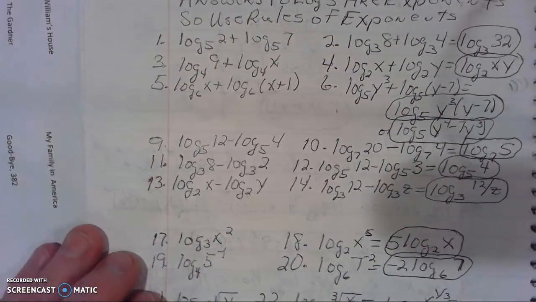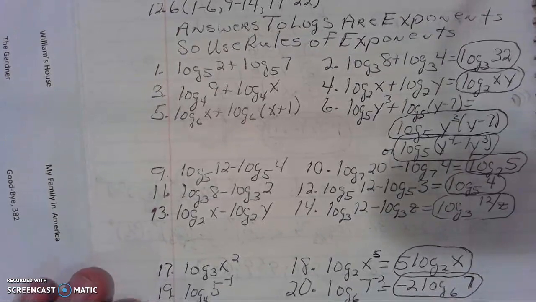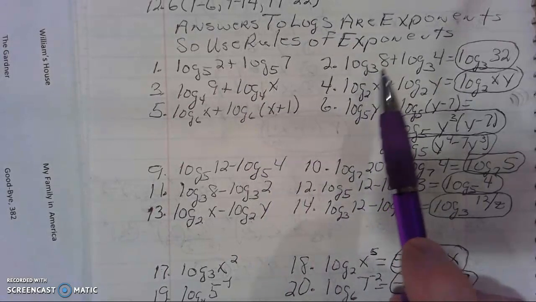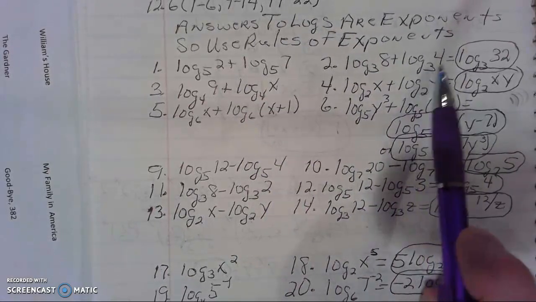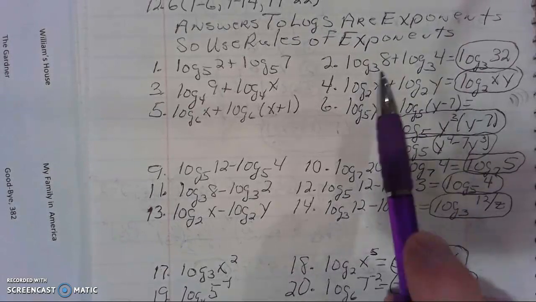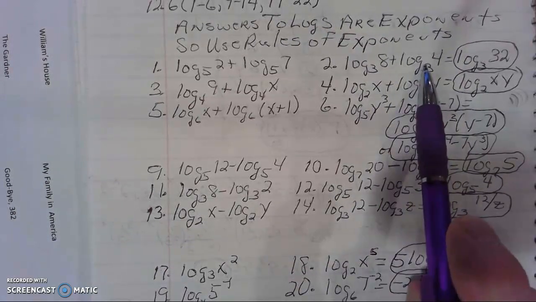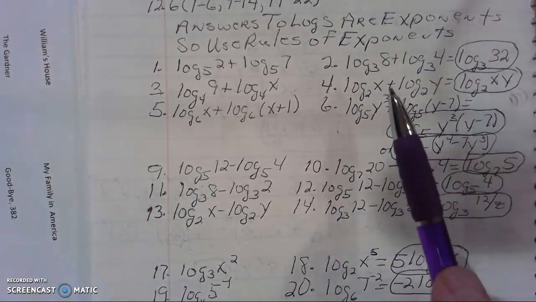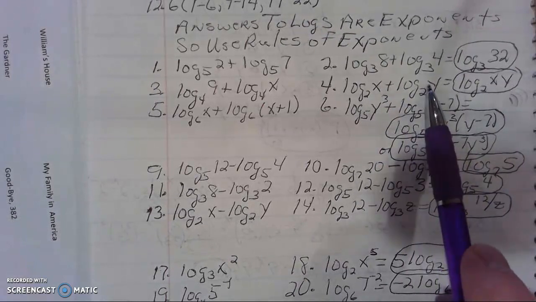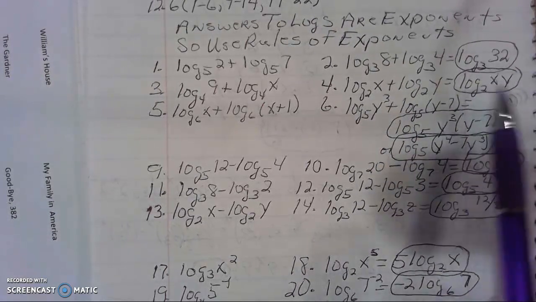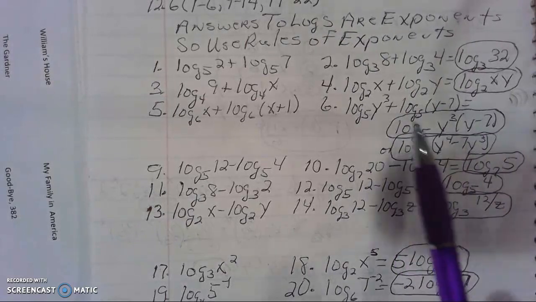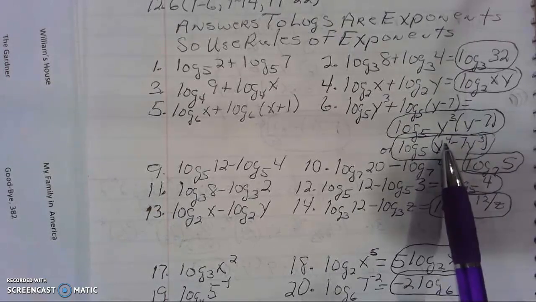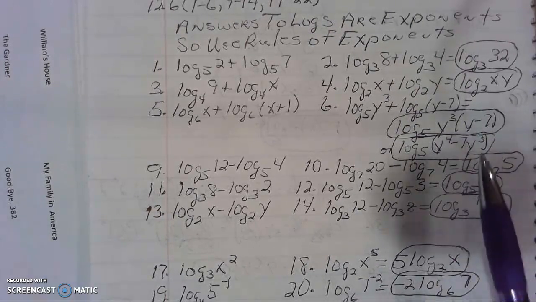12.6, the three main rules of logarithms are the same as exponents. If you are adding logs like here, log to the base 3 of 8 plus log to the base 3 of 4, since you're adding logs, you're adding exponents, so you could multiply 8 times 4, 32. Same way on number 4. You're adding logs, so we can put them together, multiplying. Number 6, we're adding logs, so we can put them together, multiplying. Y cubed times y minus 7, or y to the 4th minus 7y cubed.